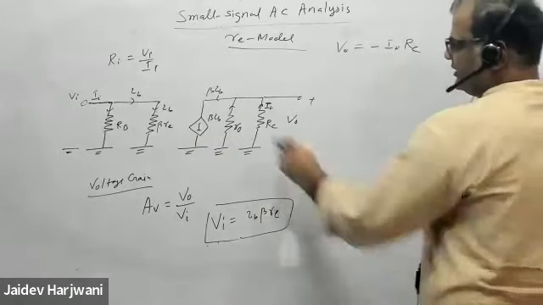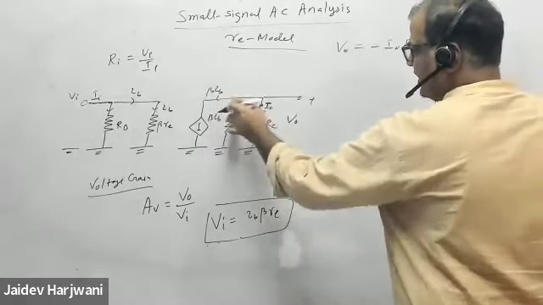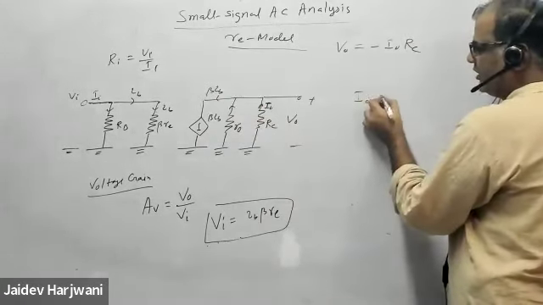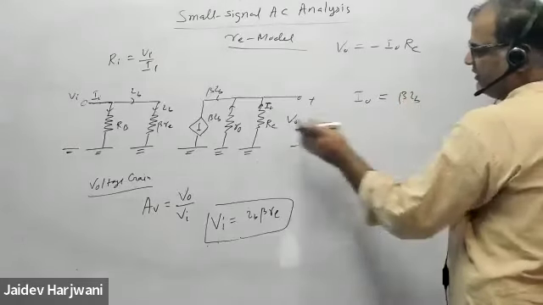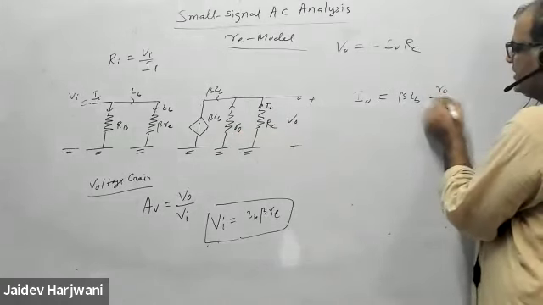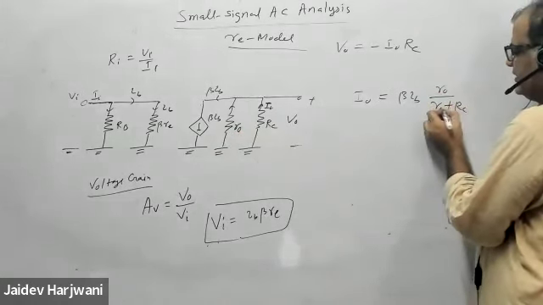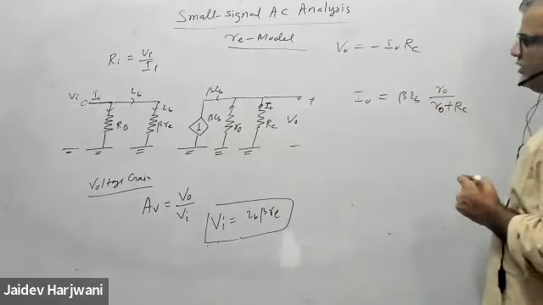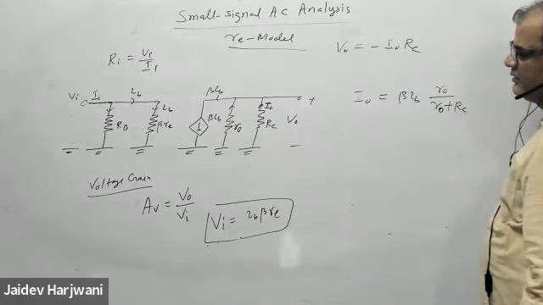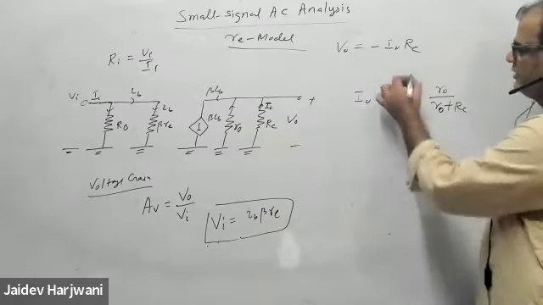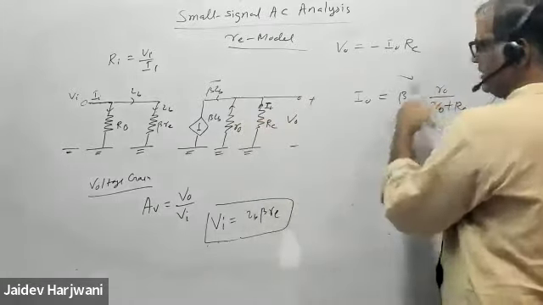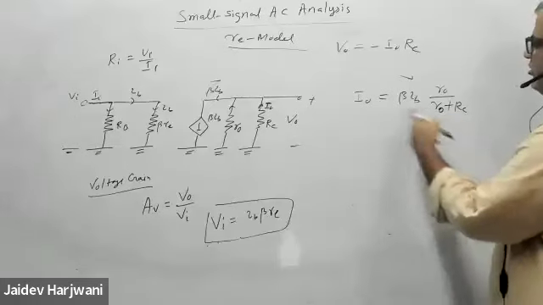If the total current is beta IB, and I want the current in this branch, how do I find I0? I0 is equal to the total current times the resistance of the opposite branch, divided by the sum of the resistances, R0 plus RC. Can I write I0 like this? Yes, sir. This is the total current, and I want the current in this branch, so I take the resistance of the opposite branch over the sum of resistances. So I have the value of I0 also.